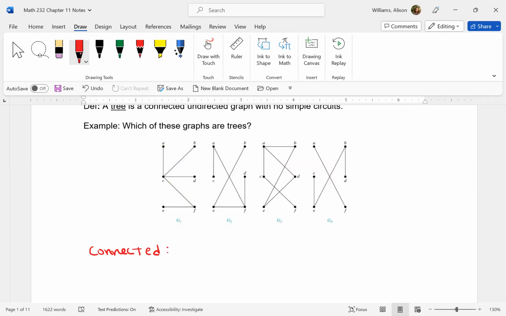This is so small, I'm sorry, but it does say G1 underneath. It's hard to see, but that's G1, G2, G3, G4. Wow, it's really tiny. All right, let's look at the next graph.